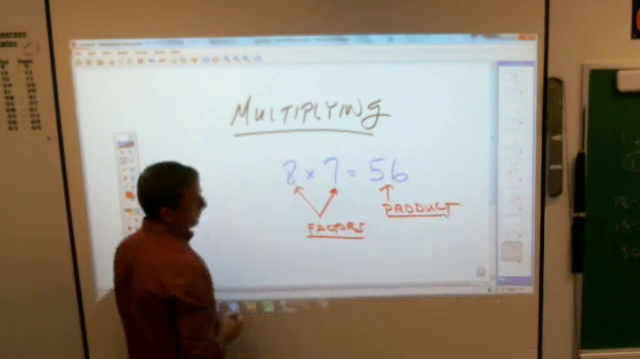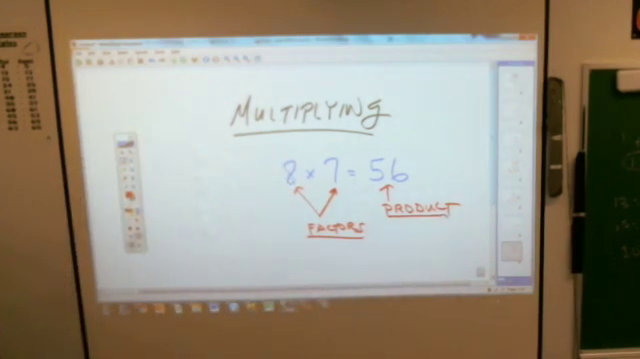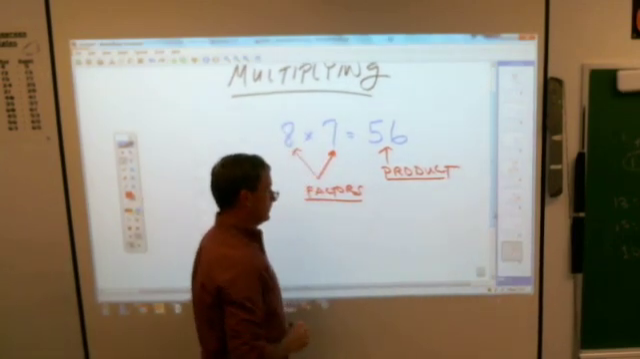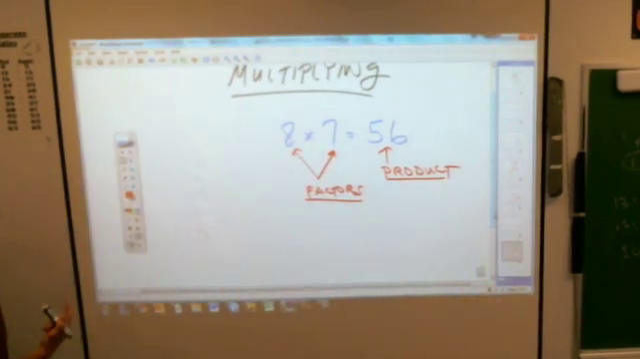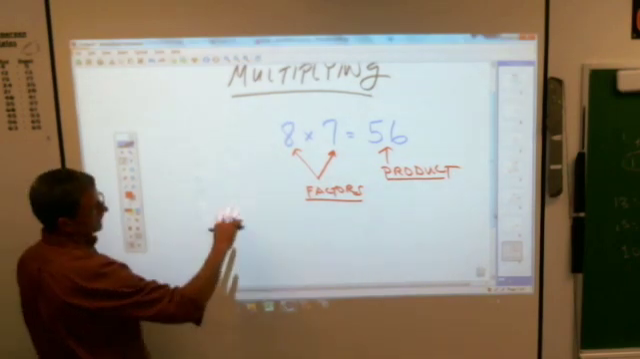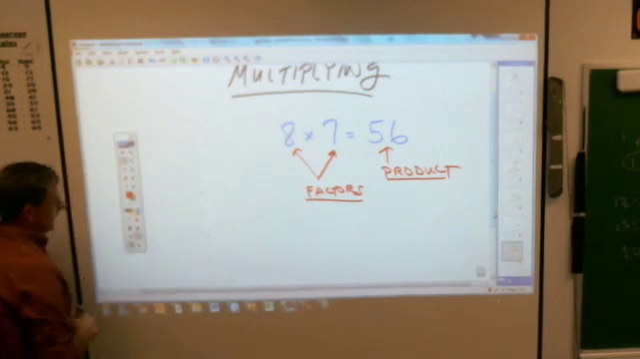Anybody know why they don't have different names? Like in subtraction, all three have different names. Multiplication, they don't. Factors are just factors. Anybody? Nathan? Because you can switch them around and they'll still be the same thing. Correct. You can switch those around because 7 and 8 are interchangeable. 8 times 7, 7 times 8, they're both 56. So you couldn't name them different things because then it just wouldn't make any sense to anybody.